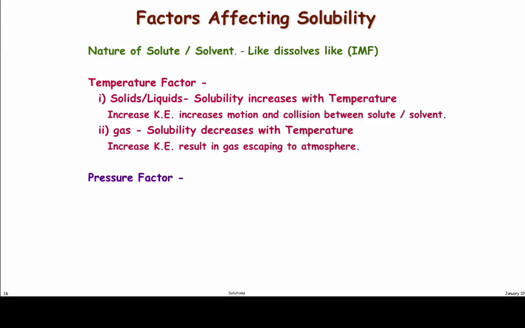On the other hand, if you have a gas like carbonated water and you increase the temperature, the gas will pick up that kinetic energy and escape from the liquid interface, and so you decrease the solubility. The gas escapes from the solvent and you have less gas in the solution. So when you increase the temperature for a solution that has a gas solute and, say, a liquid solvent, you lower the solubility. What are the pressure factors?